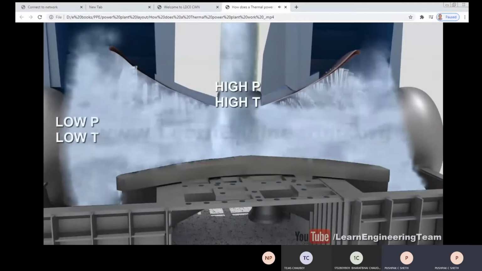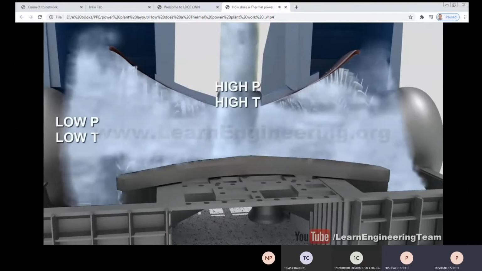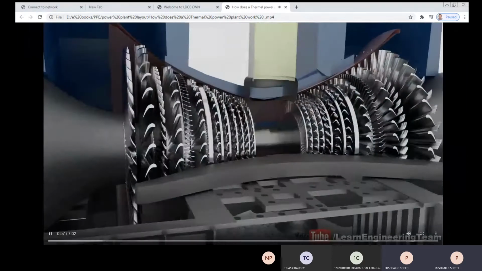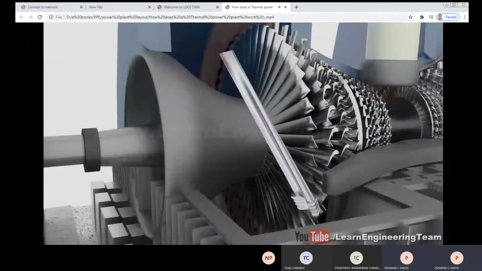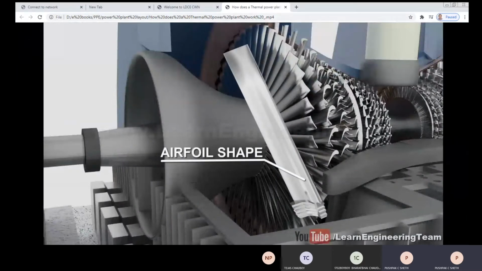High pressure, high temperature steam is entering, where it is expanded in the turbine and the power is generated through it. Okay, you can see the number of stages. It's a multi-stage turbine. You can see the shape of the blade also. This is the aerofoil shape.